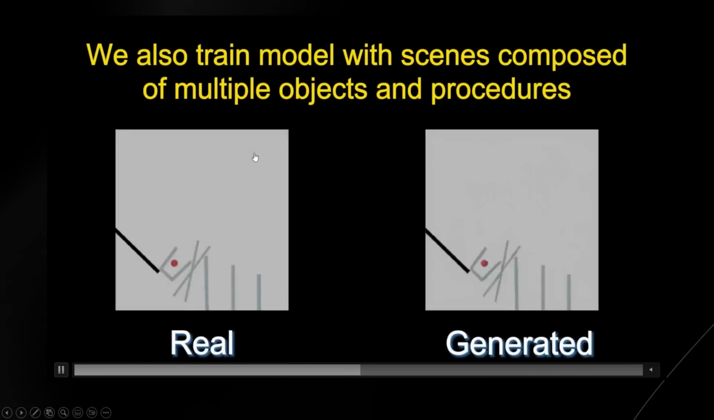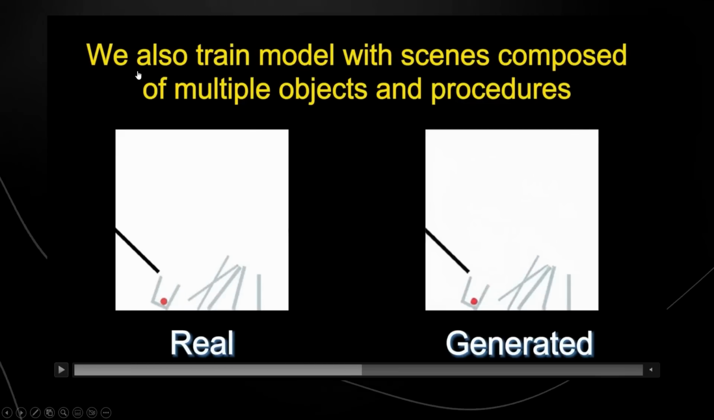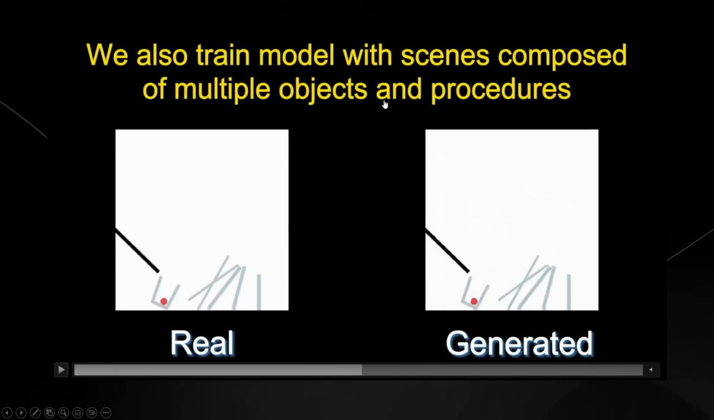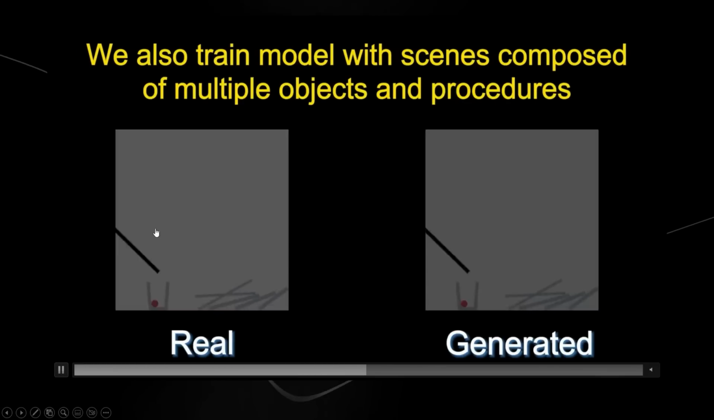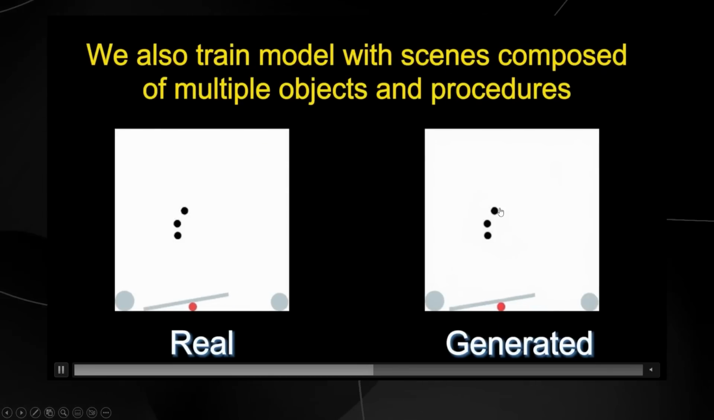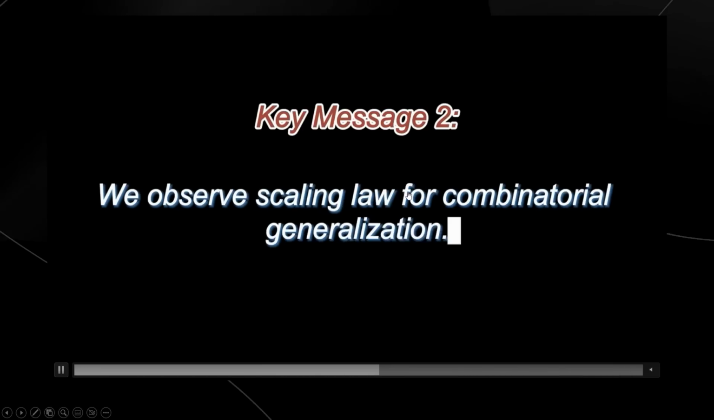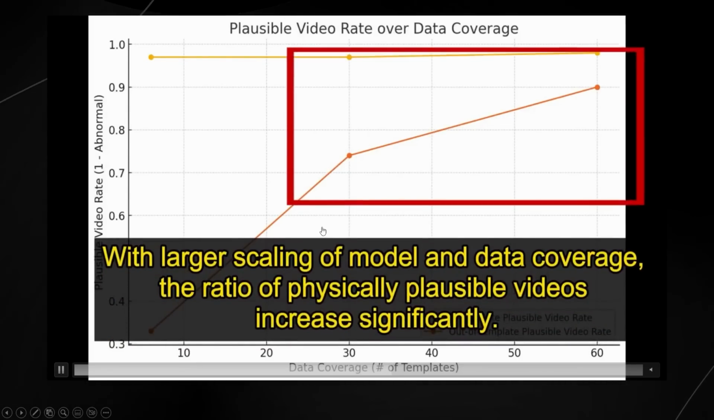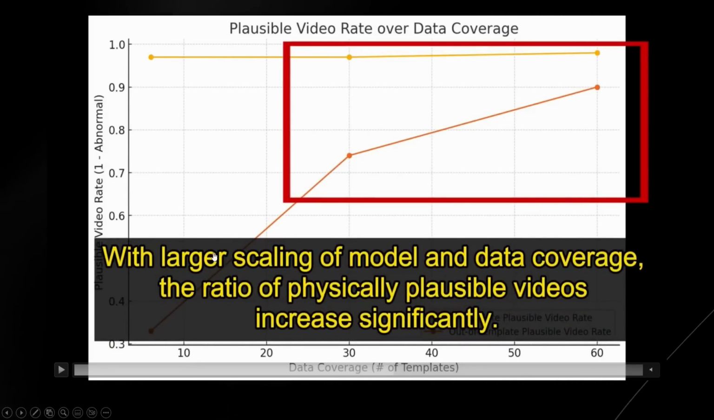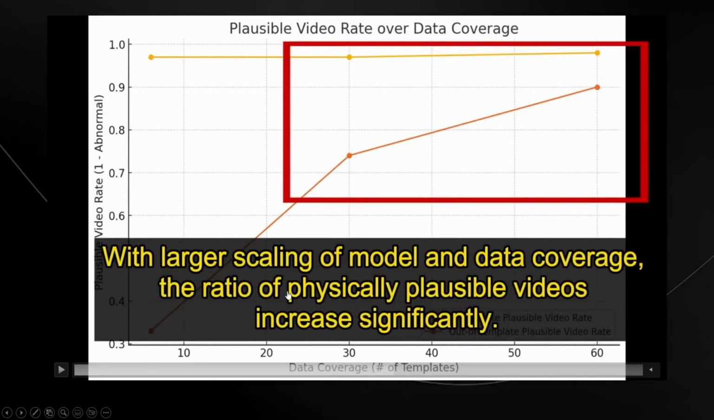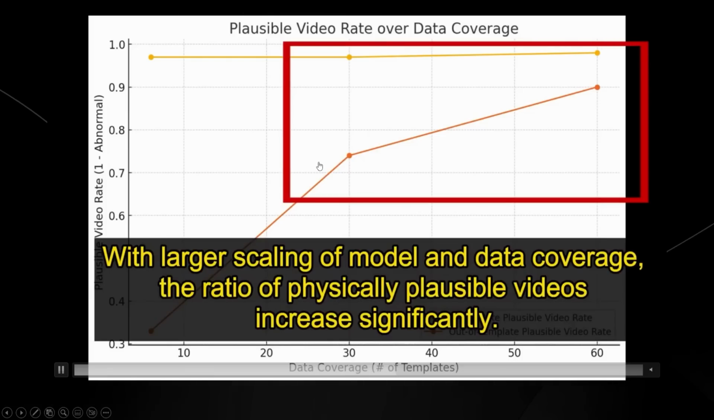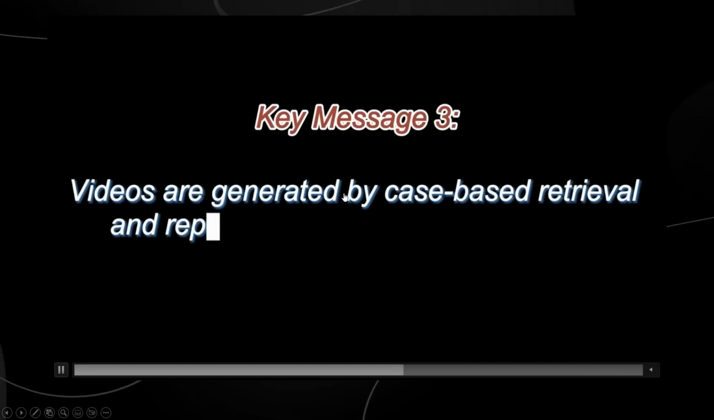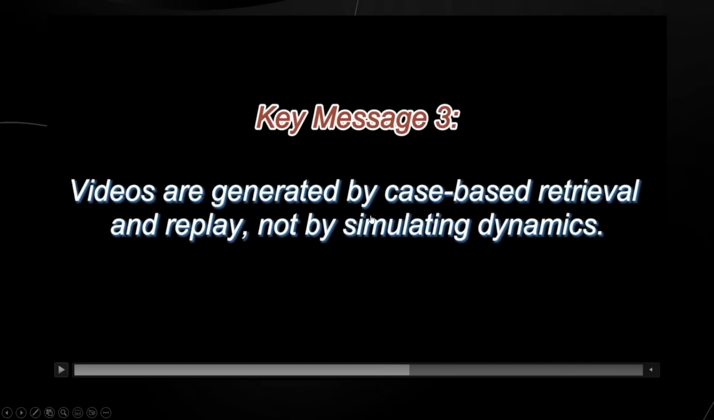looking good so far. It says that we trained the model with multiple scenes combined of multiple objects and procedures. You can see the real, simulation and the generated, which looks really cool. Now, take a look at the scaling laws for the combination of these. It says, with larger scaling laws and model data coverage, the ratio of physically plausible videos increases significantly, which does make sense.